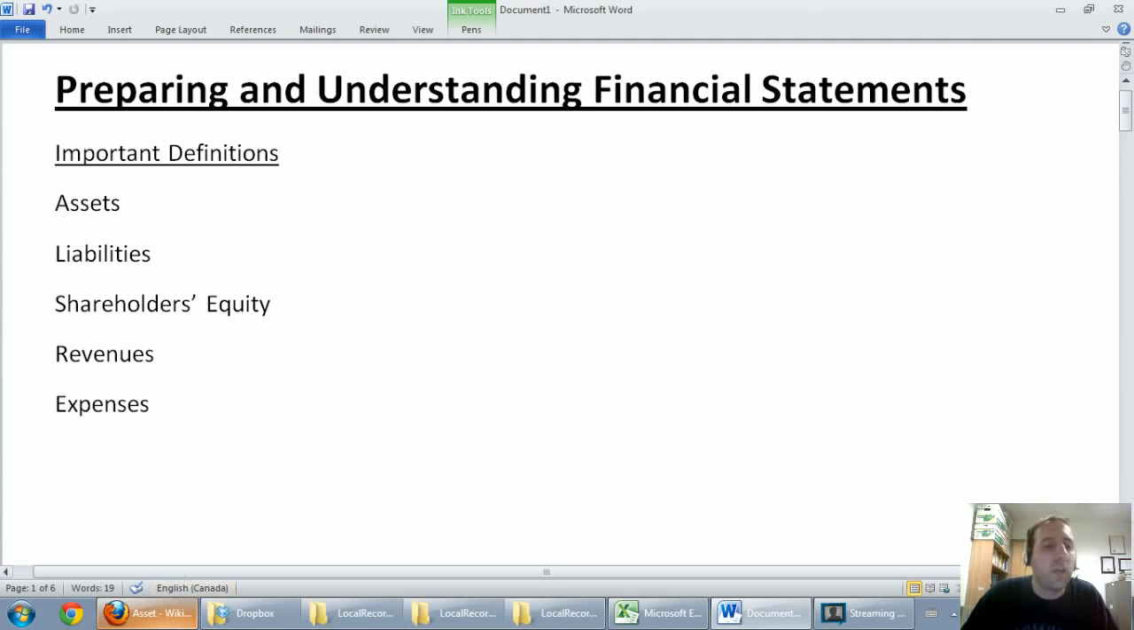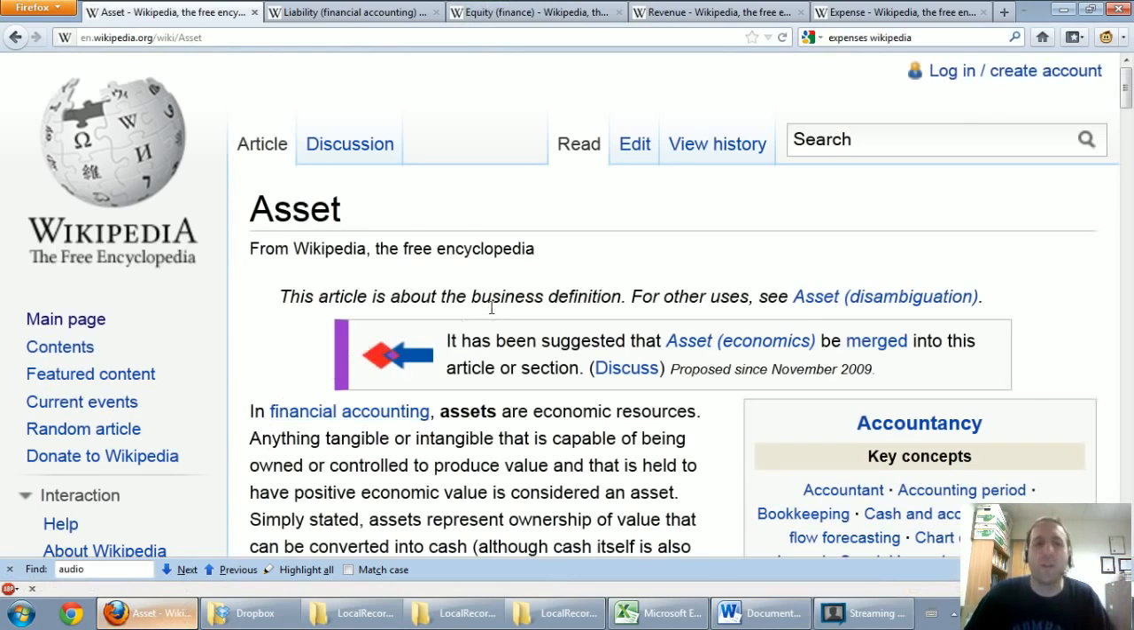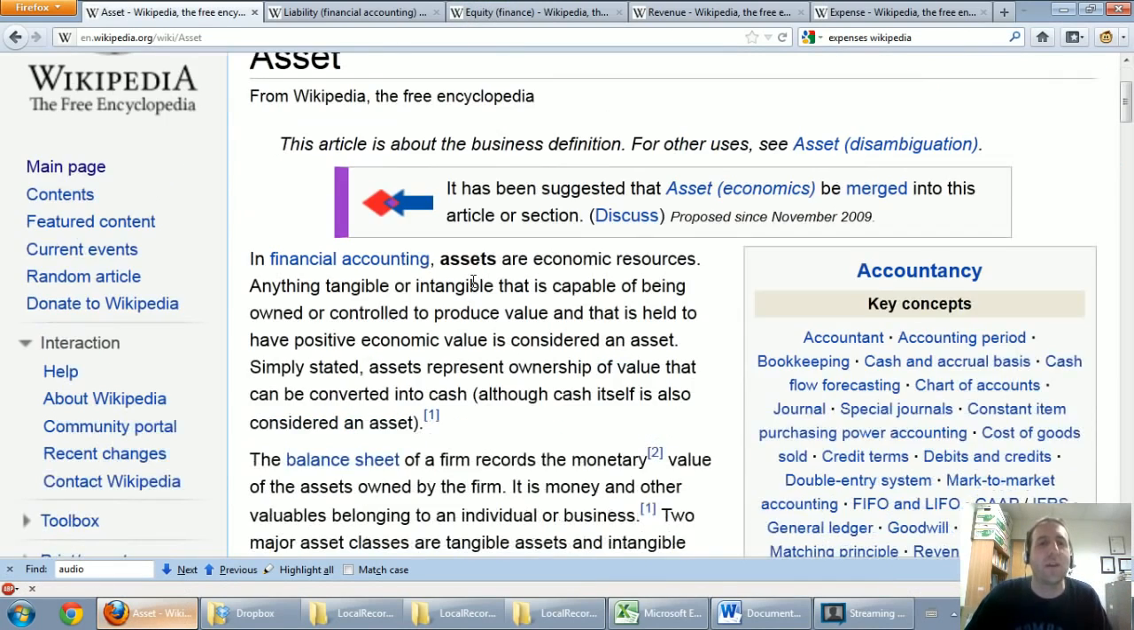I'm going to look up the Wikipedia definition. Wikipedia is not a bad thing. I know people crap on it from time to time, but it's not a bad thing. Here's Wikipedia's definition of the term asset. It says, in financial accounting, assets are economic resources, tangible or intangible, that are capable of being owned or controlled to produce value and that are held to have positive economic value is considered an asset.